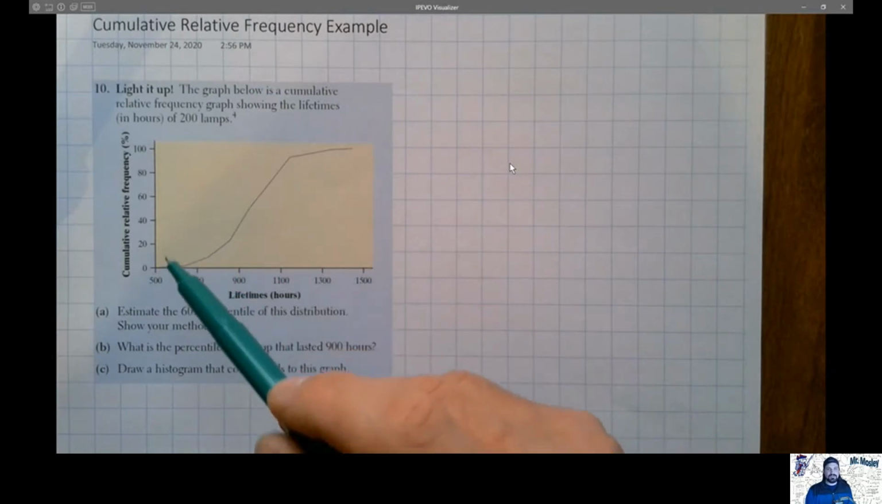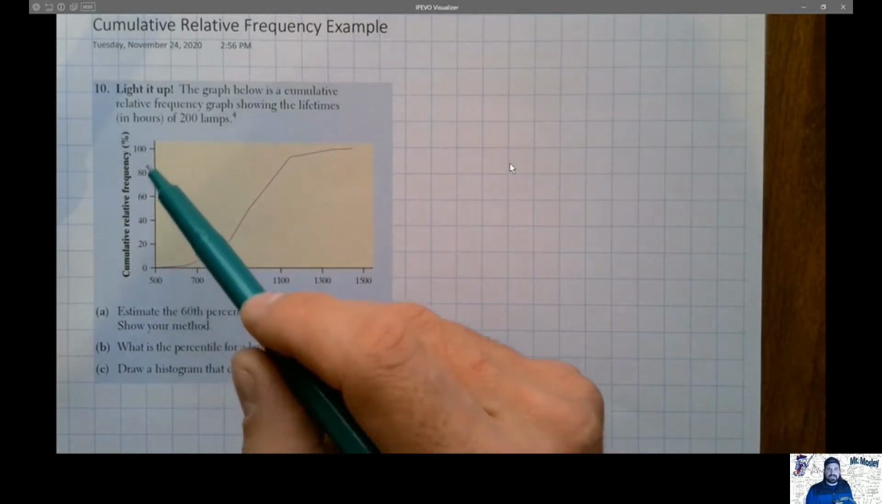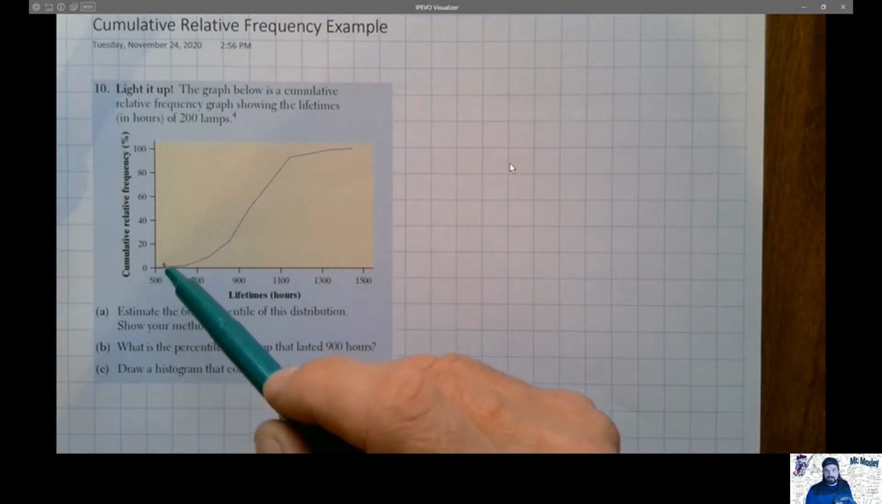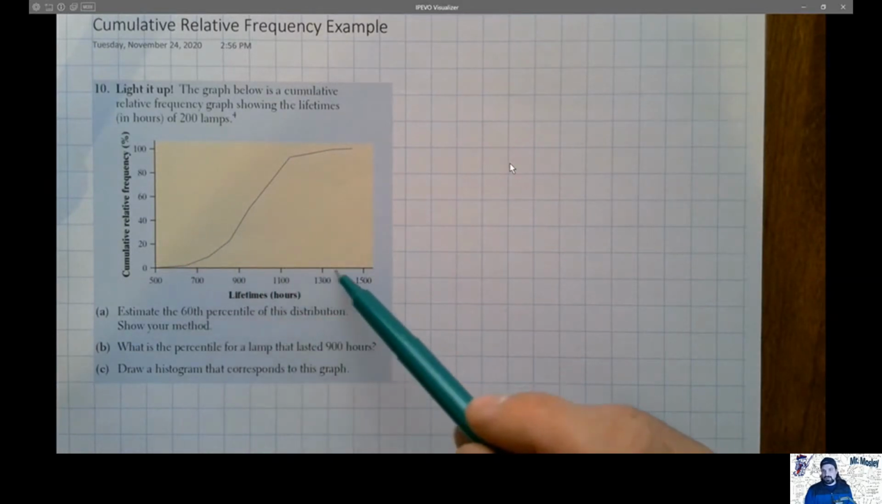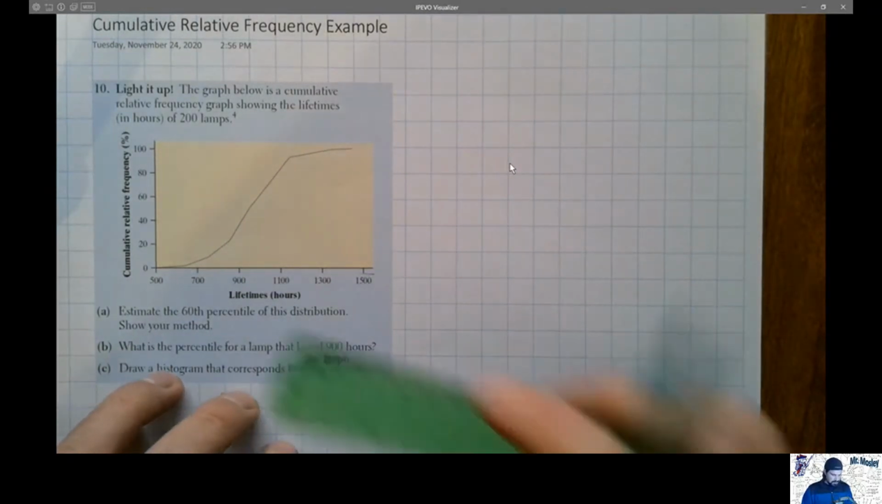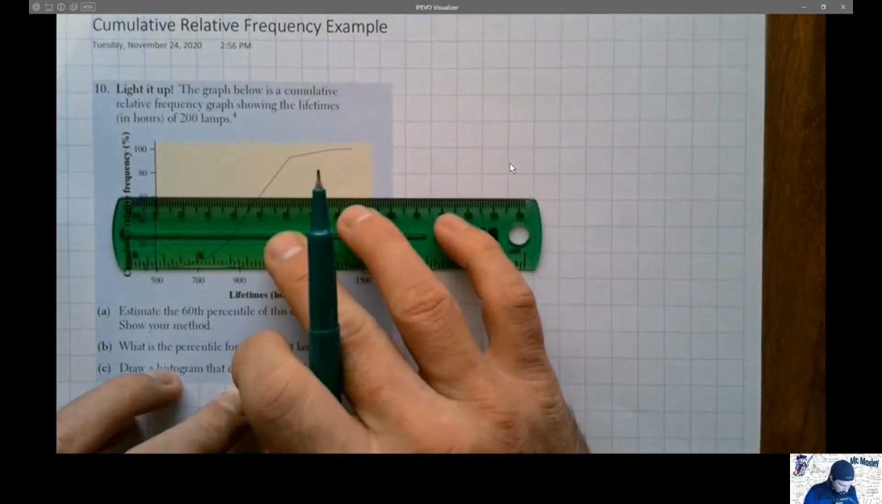All right. So we've got this. The y-axis here represents percentages, the cumulative relative frequency. And down here along the x-axis, we have the hours. Question A in this problem says, estimate the 60th percentile of this distribution. Show your method. All right, so to estimate the 60th percentile, I'm going to go to 60 right here on the graph.